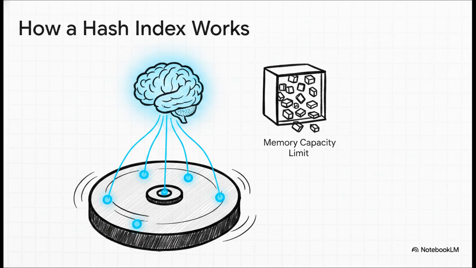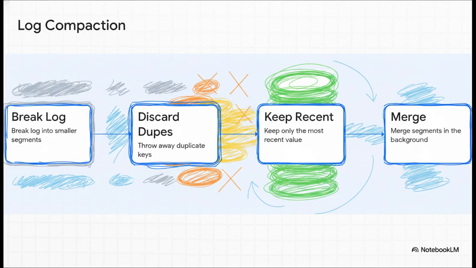But there is a massive limitation here. All of your keys must fit into your available RAM. Plus, because we're constantly appending to our disk file to get those fast writes, we're eventually going to run out of disk space completely. So how do modern databases solve that disk space issue while keeping those crazy fast append-only writes?